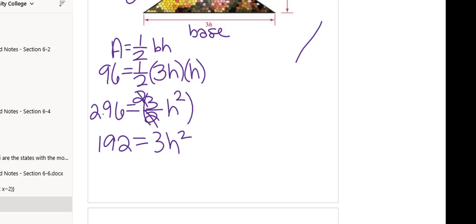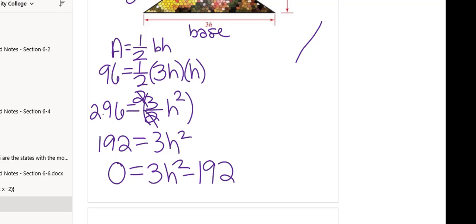The next thing I'm going to do is subtract 192 from both sides. Now, why am I doing that? I have to solve this equation, and to do that, I have to get my ax squared plus bx plus c equal to 0. So I'm going to subtract 192 from both sides, and I have 3h squared minus 192.